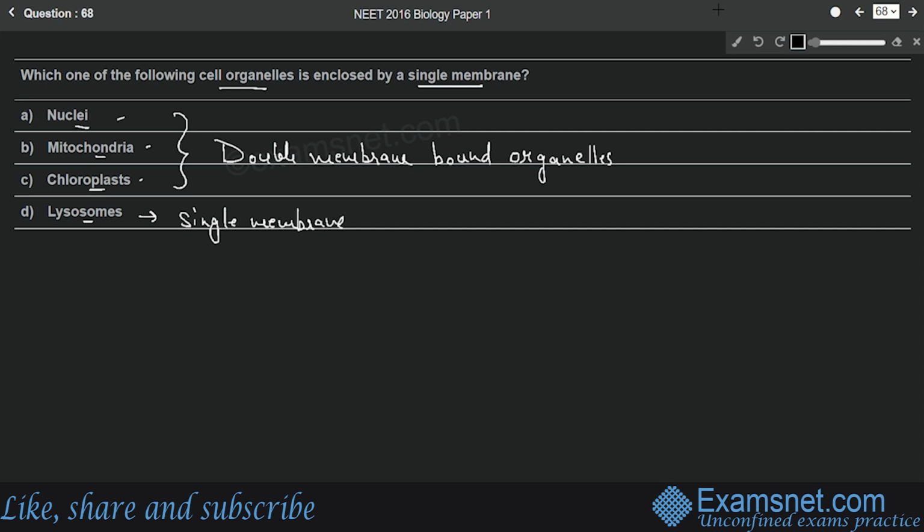And it is part of endomembrane system of the cell. It is also known as suicide bags or suicide sacs of the cells. Why? Because they are able to digest the complete cell, leading to the death of the cell. Therefore, these are known as suicide bags. So, the correct answer according to this question is option number D, lysosomes.